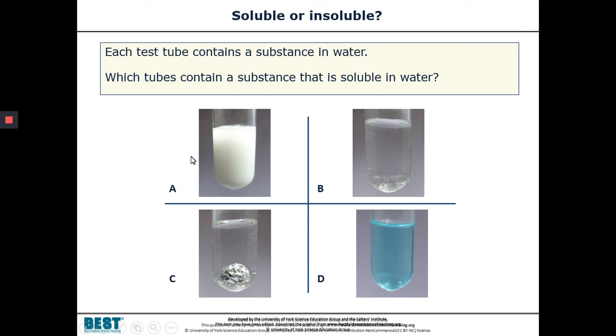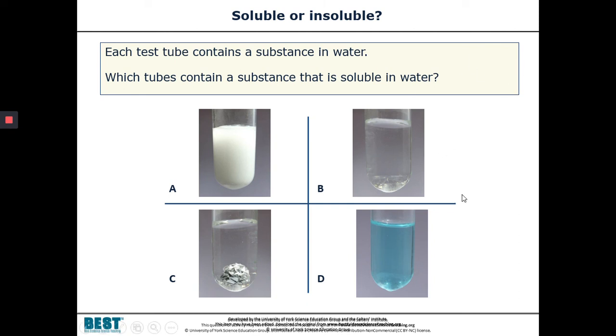But if they choose A, they may be thinking that the suspension is a solution, and they'd probably be thinking that because it's not fallen to the bottom like it has in C. It is distributed throughout the liquid, but not at the particle level, so it's not a solution. It may be that all the examples they've seen of insoluble substances have settled at the bottom like in C, and they've never seen an example like this before.